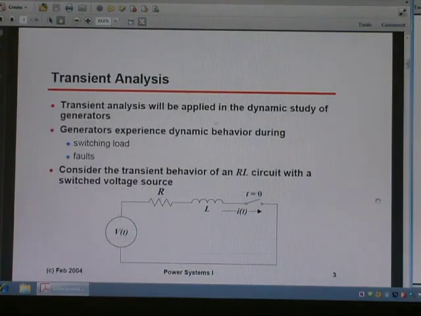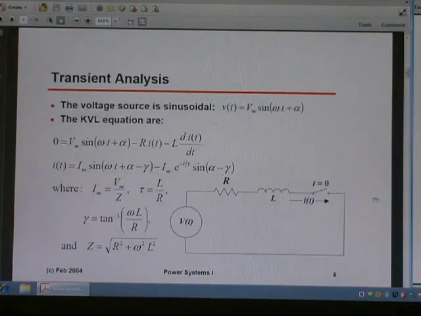So there will also be the transient analysis. When the transient occurs, we write down the voltage equation. This is the transient voltage, and this is the equation including the resistor and inductor voltage, and this is the current. In this case we can calculate the maximum current, and this is the gamma and the impedance Z. So this is the voltage equation, and this is the current equation at the transient.